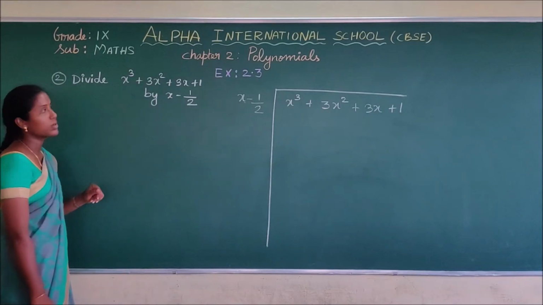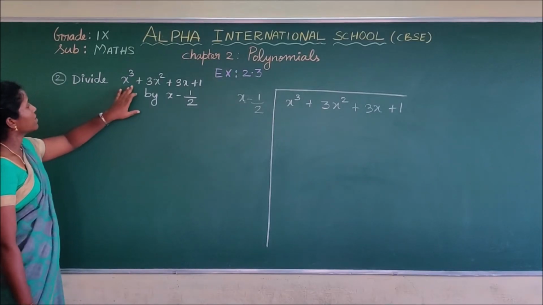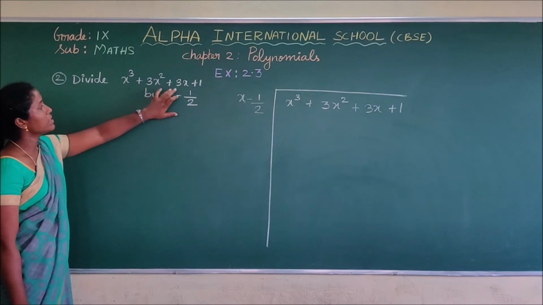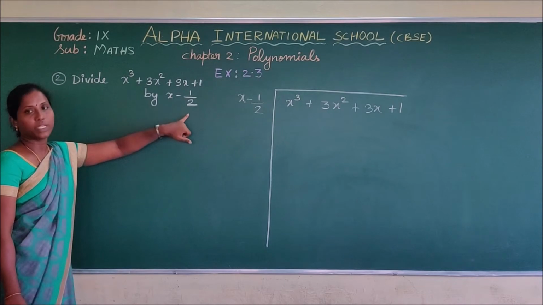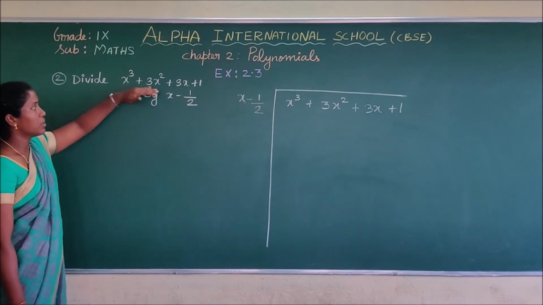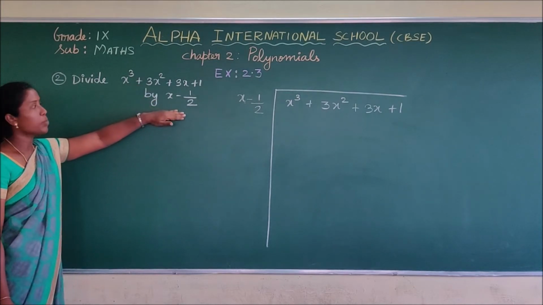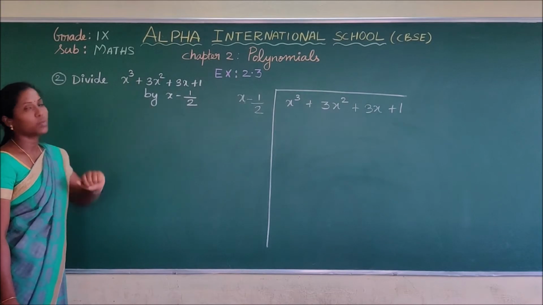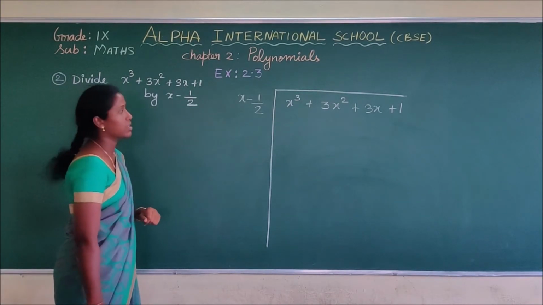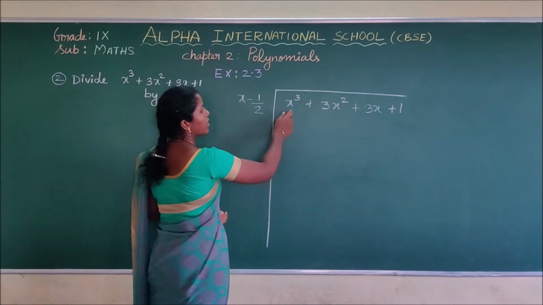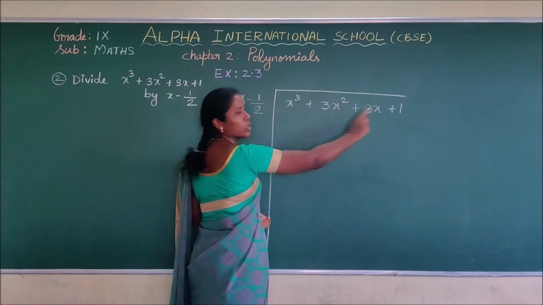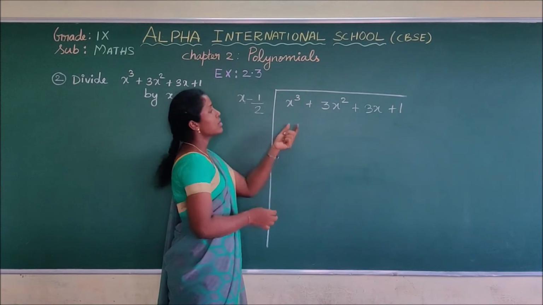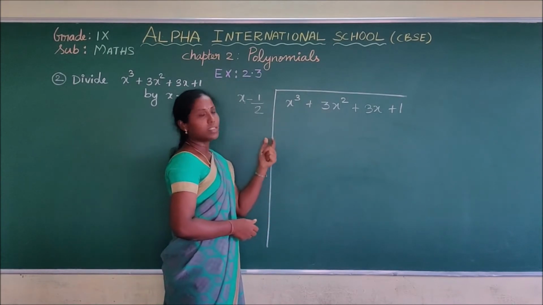Our second problem, divide x cube plus 3x square plus 3x plus 1 by x minus 1 by 2. We are going to divide the polynomial by another linear polynomial x minus 1 by 2 using division method. Here in x cube plus 3x square plus 3x plus 1, we have all the terms according to the power. So first we are going to start the division.